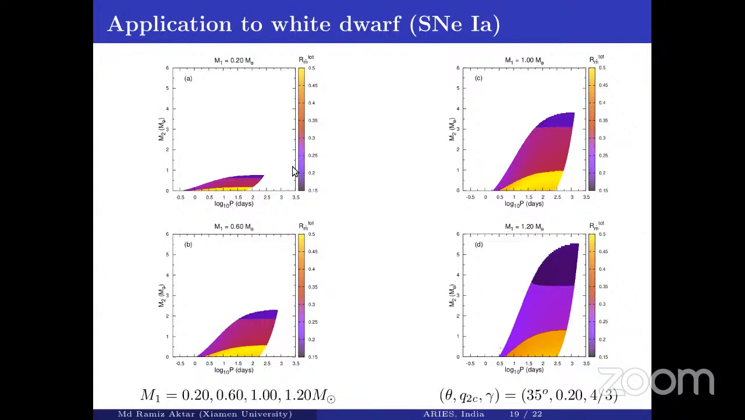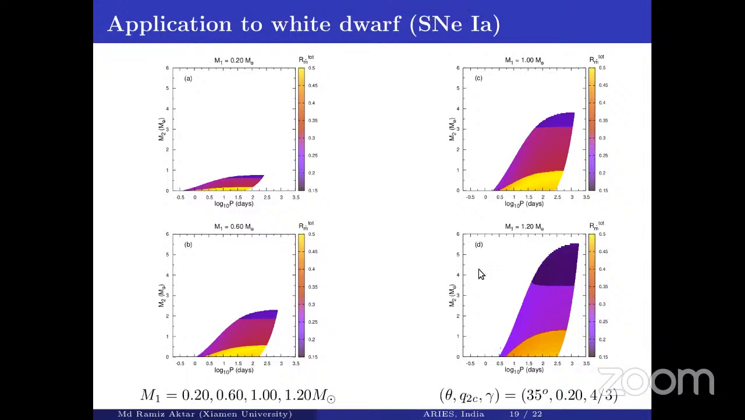Here we calculate the parameter space in terms of the secondary mass and the orbital period of the binary, with period in days. And here we also fix various primary white dwarf masses: white dwarf mass 0.2 solar mass, 0.6, 1, and 1.2. We can see from here that in all the cases, the parameter space is shrinking for lower white dwarf mass, and if the white dwarf mass is increasing, the parameter space increases.